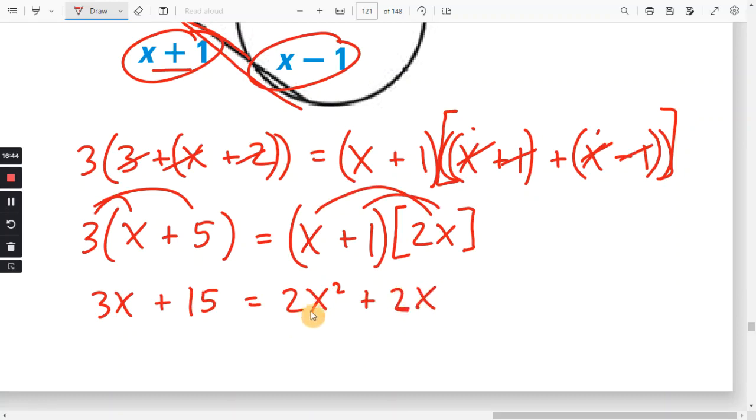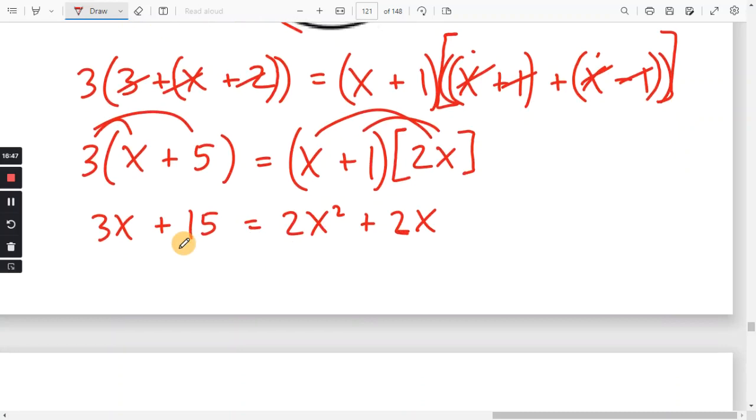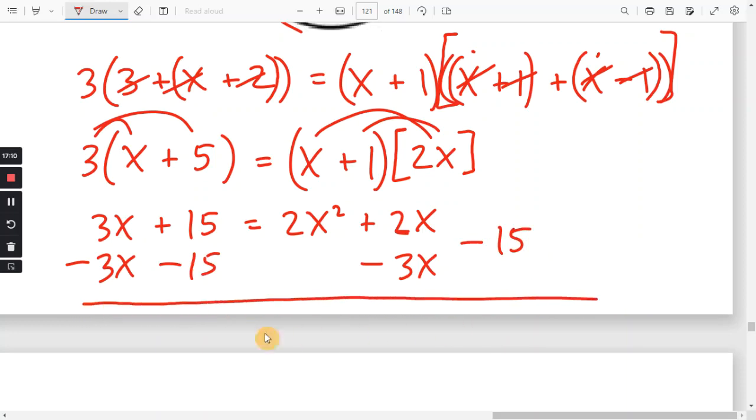So we have a quadratic because we have an x squared. We have to set it equal to 0. Since the x squared is already here, I'm going to get rid of this on the other side and make this side 0. Opposite of positive 3x is negative 3x. Opposite of positive 15 is negative 15. Everything cancels on the left, and that's just 0. On the right, we have 2x squared, positive 2 and negative 3 is negative 1, and we still have the x and minus 15.